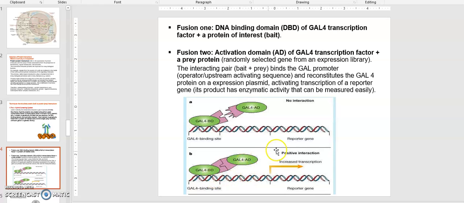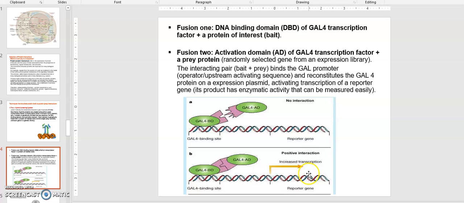Meaning they will activate the transcription of the gene that they are controlling. So if there is a gene that will be transcribed and translated, then that gene will give you some kind of signal. This gene may be a GFP, or this gene may be some kind of a beta galactosidase enzyme, and that gene expression level can be easily detected.